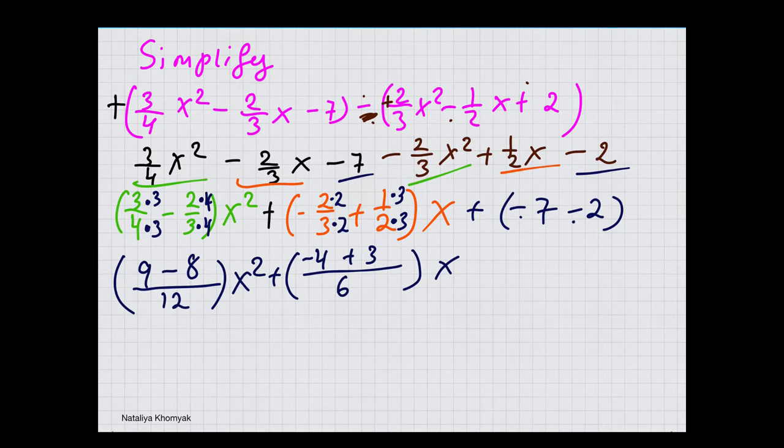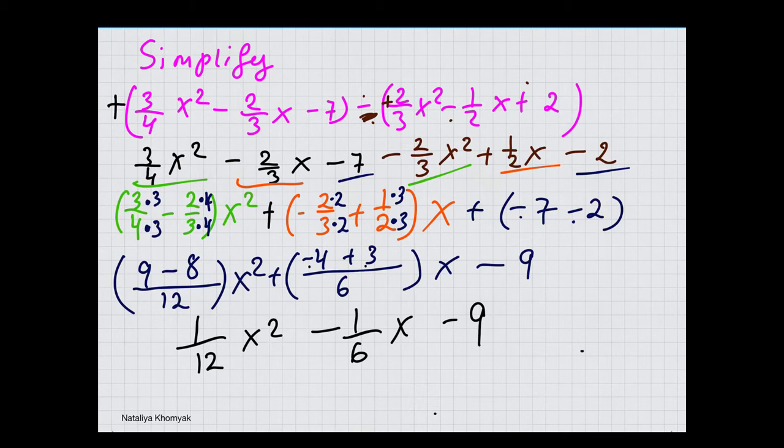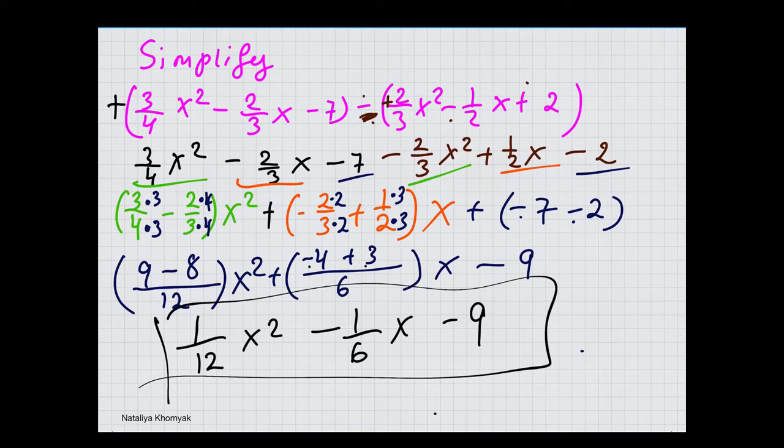Here we have same sign, we look for sum, and the sum of negative 7 and negative 2 will be negative 9. Now we have difference between 9 and 8 is 1 out of 12 of x to the second. Difference between 4 and 3 will be negative 1 because we have more negatives, out of 6 of x, minus 9, and this is our solution.